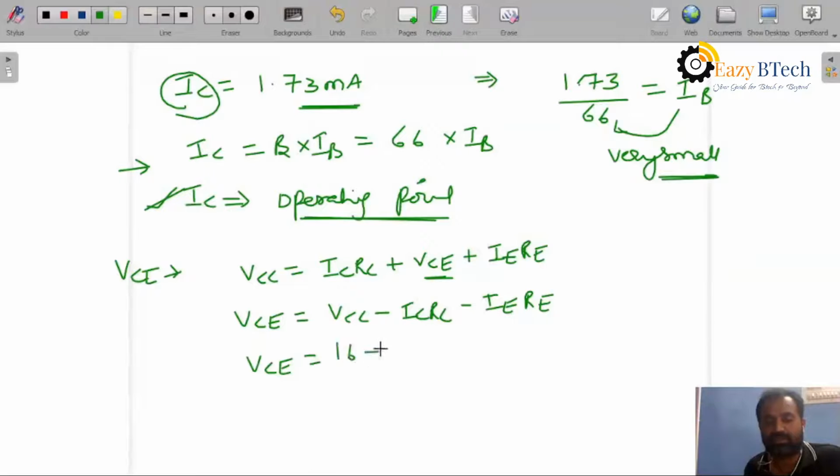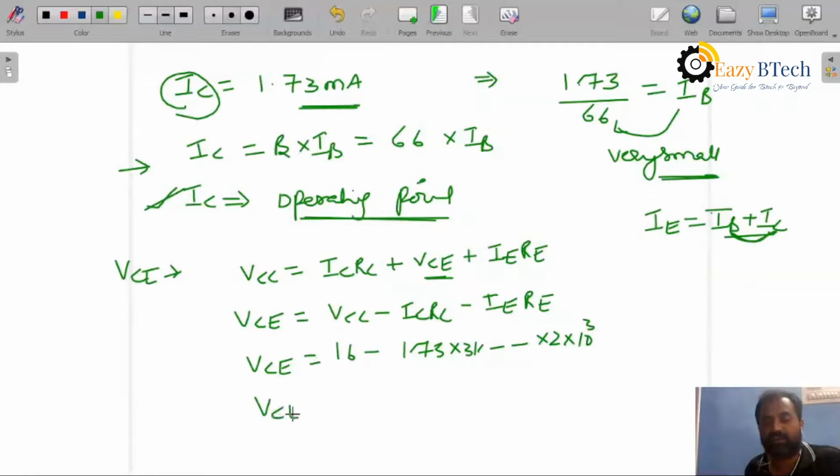VCE is VCC 16 volts minus IC, IC is 1.73 milli into RC 3 kilo. Kilo will get cancelled, minus RE, that is IE, which is equal to IB plus IC. And the RE value is 2 kilo ohm, 2 into 10 power 3. Now this will get cancelled. By substituting this value, you will get the value of VCE approximately 7.35 volts.